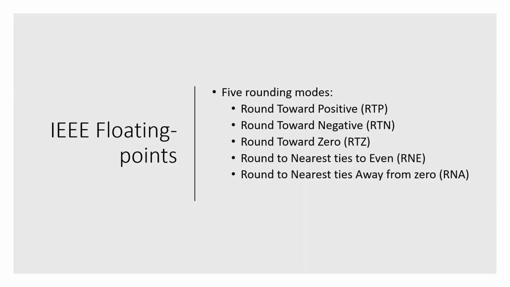The standard also defines five rounding modes for the floating point operations: round toward positive (RTP), round toward negative (RTN), round toward zero (RTZ), round to nearest ties to even (RNE), round to nearest tie away from zero (RNA).